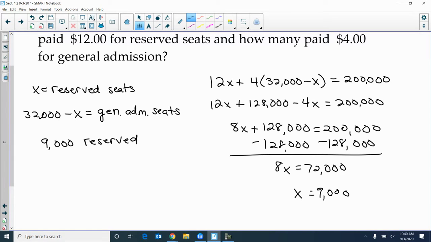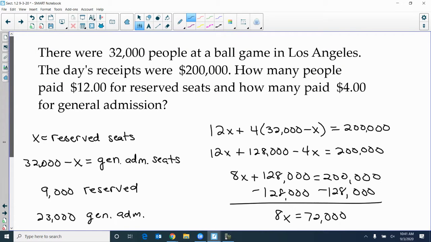So how many general admission? 32,000 minus 9,000 gives us 23,000. Okay, good. 23,000 general admission. Common trick here, when you have two things that add up to like 32,000, you let one be X, you let one be 32,000 minus X. So that's how you can split it up and still use one variable.